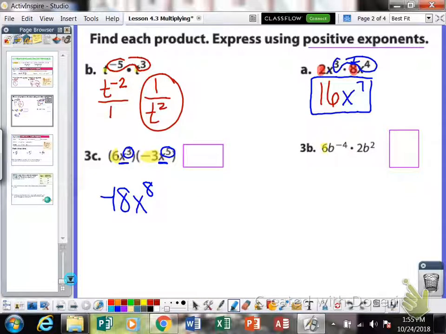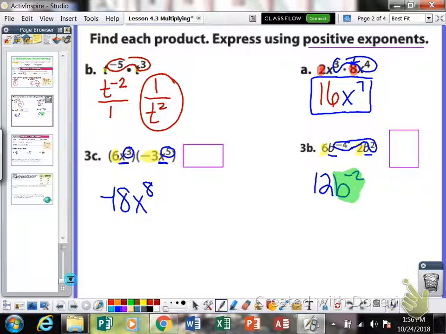And then in 3b, same thing again. We're going to take our 6 in front of the b, our 2 in front of the b, and we're going to multiply them first. So we get 12. Bases are the same, so our base is b. And now negative 4 plus the exponent 2, so we have to add those together, is negative 2. Now, careful. This is not written with a positive exponent. But what students will forget is that this 12 does not have a power of negative 2.